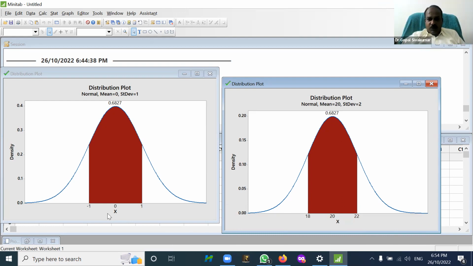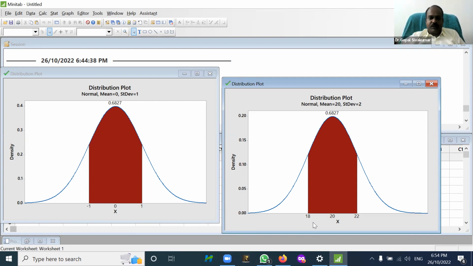Now take the 18. You convert the 18 into G score. What is the observed value? 18. What is your expected value? 20. 18 minus 20 is how much? Minus 2. Divide the minus 2 by the standard deviation, 2. Minus 2 divided by 2 is minus 1. That is what you are seeing on the left side.